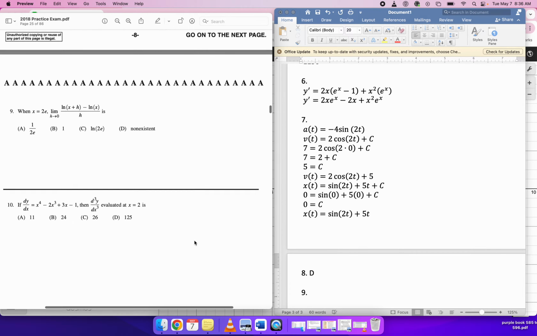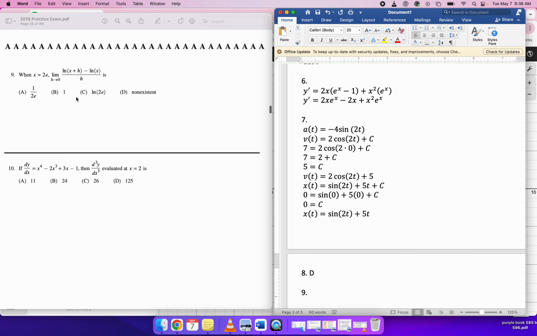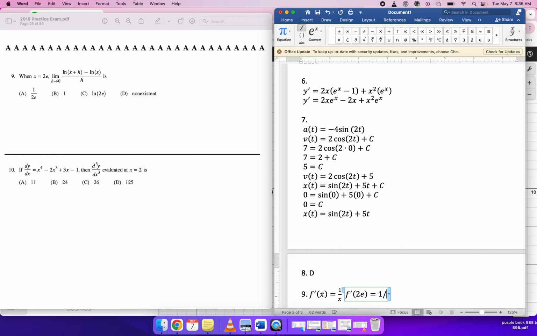Number 9. When x is equal to 2e, this also showed up in a review problem. This is giving you the derivative. This is the second limit definition of the derivative. So what this is telling us is really to just find the derivative of a certain function and evaluate it at 2e. What is the function? Well, it's natural log of x. So this is just telling you to find f prime of x, which is 1 over x, and evaluate that at 2e. So f prime of 2e, that would be 1 over 2e. So that's A.